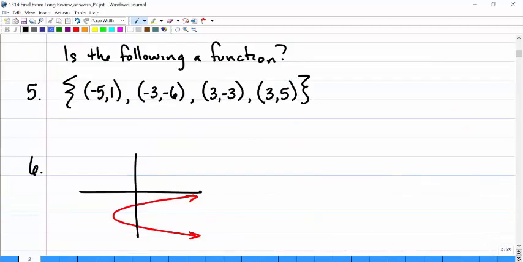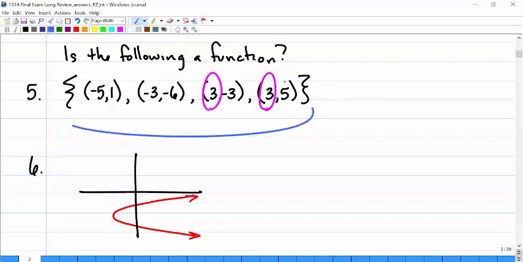For numbers 5, 6, and 7, it's asking if the given relation is a function. And so for number 5, they give you a set of ordered pairs. And one thing I want to draw your attention to is these two x values repeat. In order to be a function, the x values cannot repeat. So does this represent a function? And the answer is no. It is not a function.